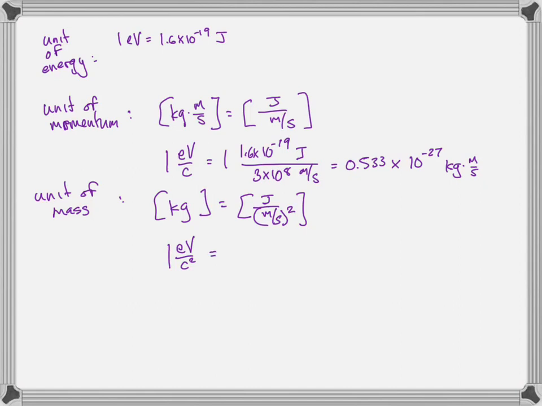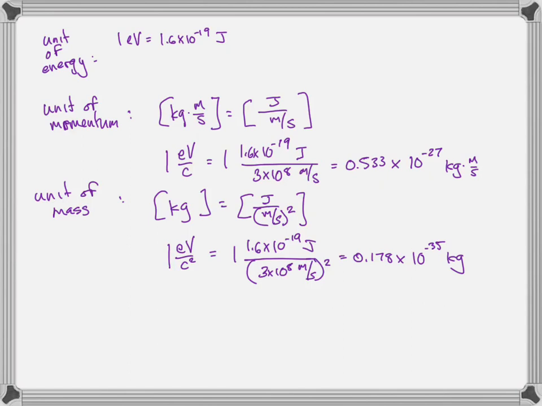1 eV per c squared is 1 times 1.6 times 10 to the minus 19 joules divided by 3 times 10 to the 8th meters per second squared, which is equal to 0.178 times 10 to the minus 35 kilograms. So 1 eV per c squared is a mass, and it's a very small mass. It's 10 to the minus 36th of a kilogram. Okay.